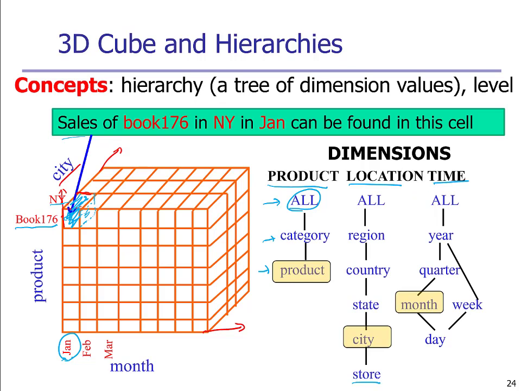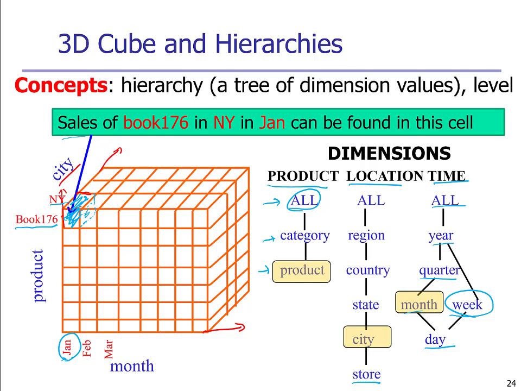There is the store level. If a store has an ID, it's kind of the finest granularity. Then city, then state, then country, then region, and all. It's easy to understand, right? For the time here, we have day, we have month, we have quarter, year, and all. We can also have week here, but you need to choose either one of the two paths. Okay, it depends on your application again.